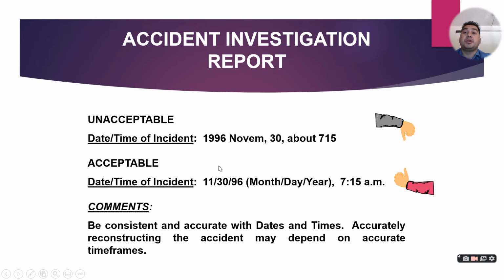Acceptable date and time, how it should be: month, day, and year. So this is the month of November: 30 November 1996, time 7:15 a.m. So this is how you have to write the time properly.